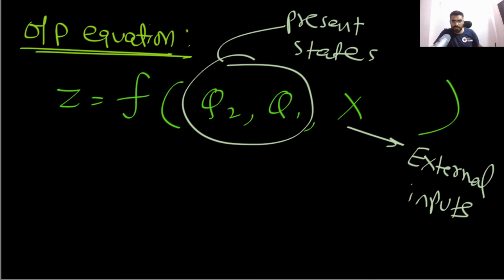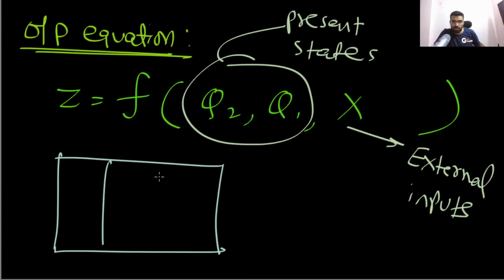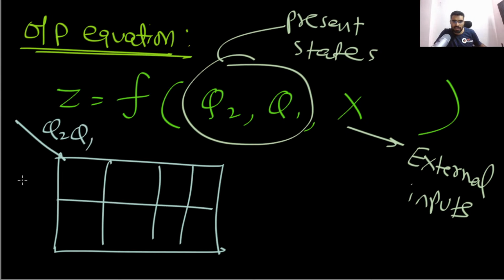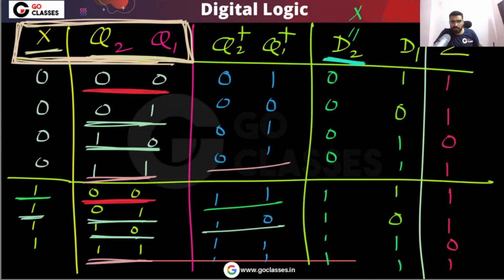So tell me, what will be the equation for Z? You can very easily find out the equation for Z. You can create the K-map with Q2, Q1, X. This will be the area for Q2, this is the area for Q1, this is the area for X. Now you can make the K-map.